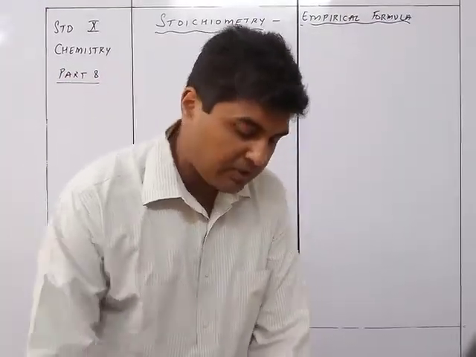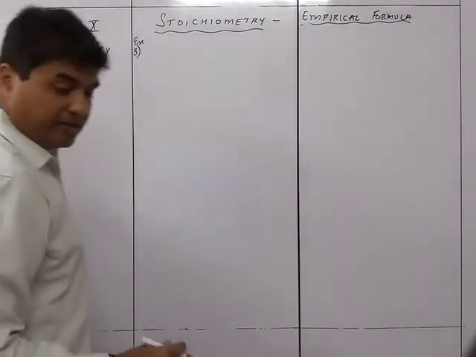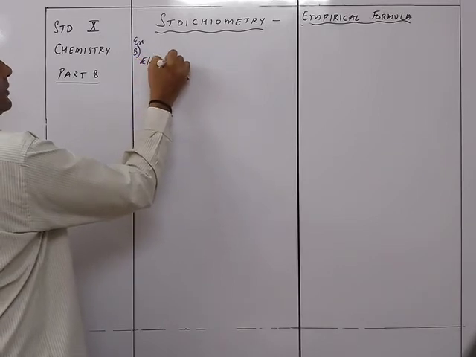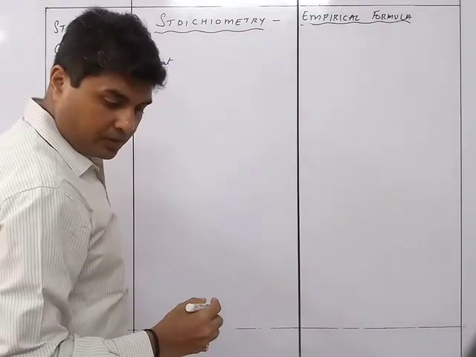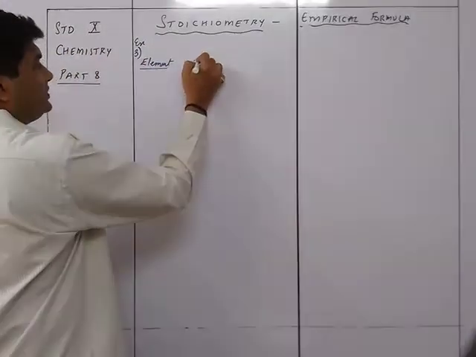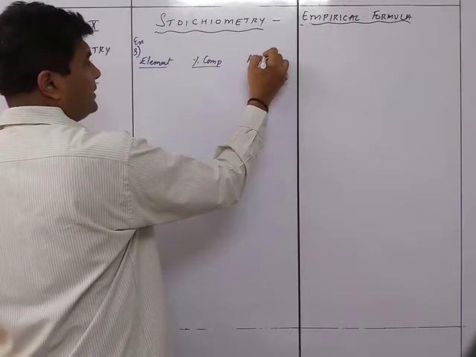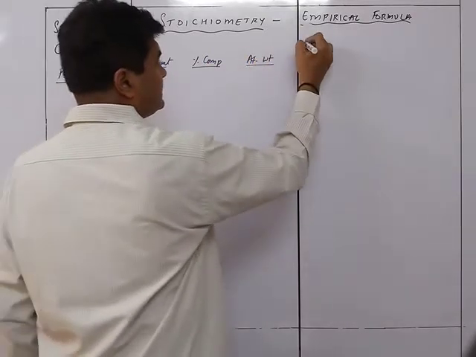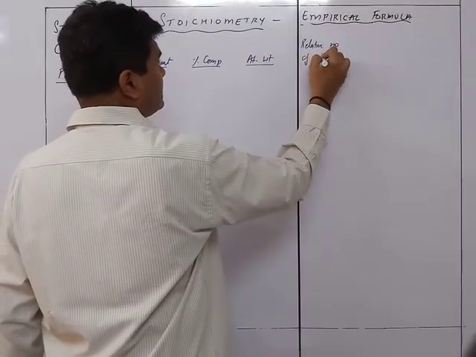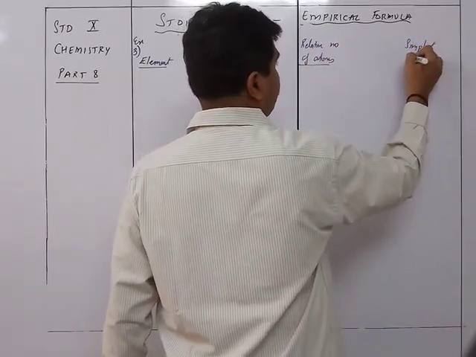Okay, so based on question number 3 of the example, what we see is we have got the element. First one is the element, the next one is the percentage composition, and finally we have got the atomic weight. Then there is the relative number of atoms, and finally the simplest ratio.